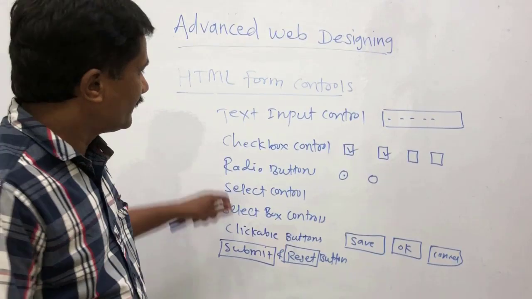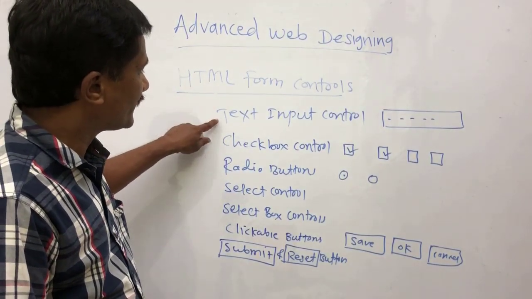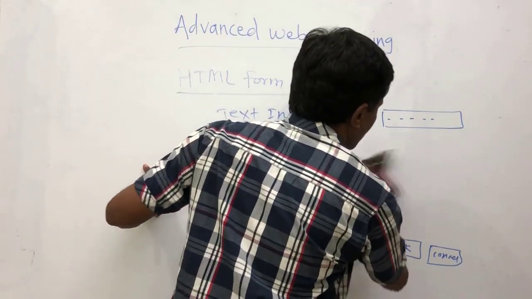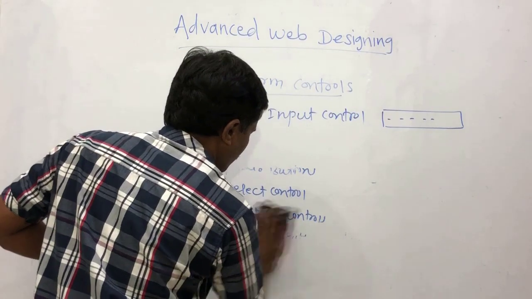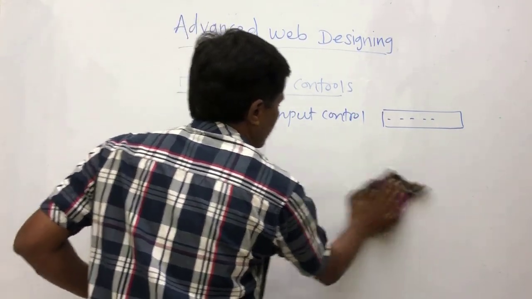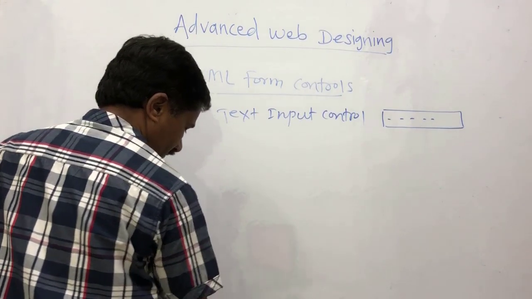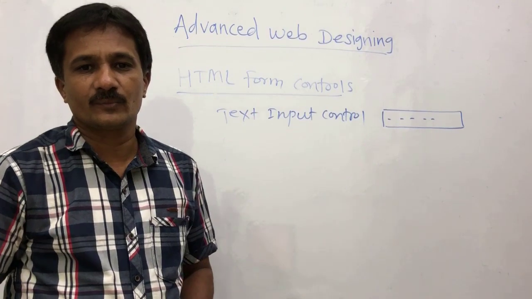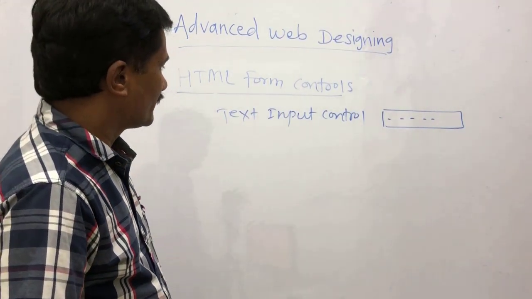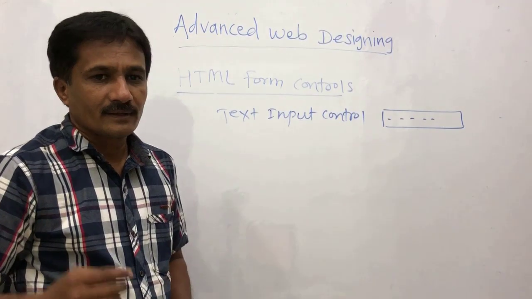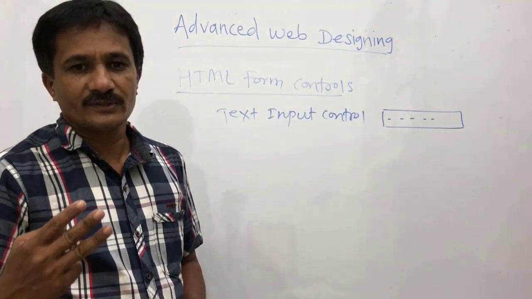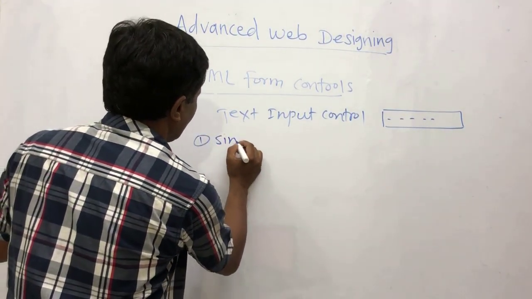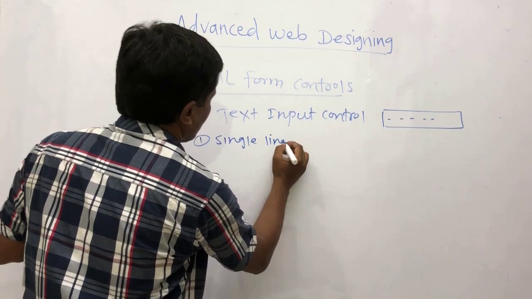Students, here we study the first element of the form tag, which is text input control. There are three types of text inputs used on a form. First is single line text input.